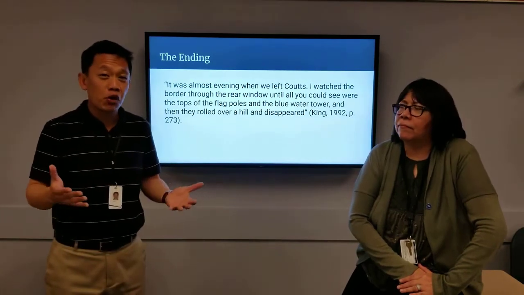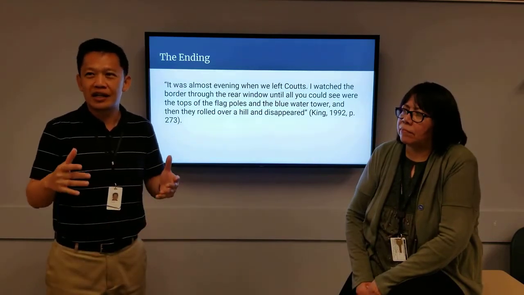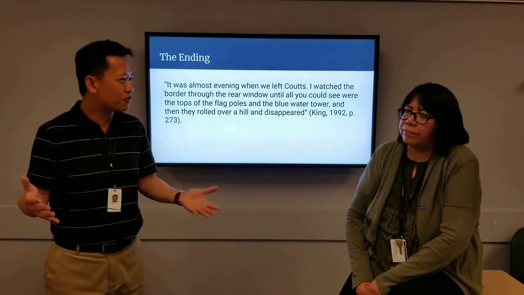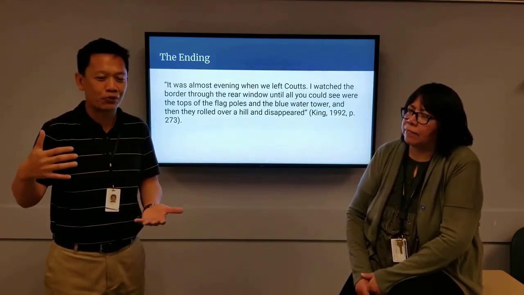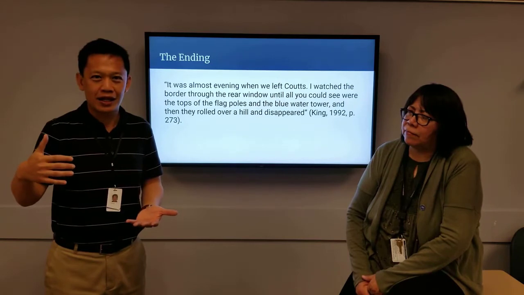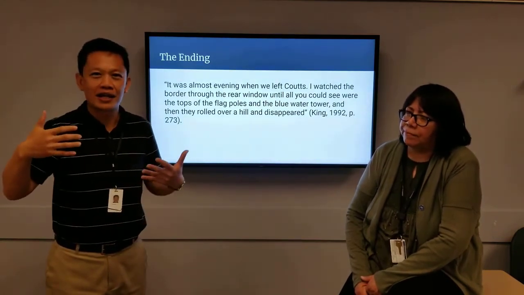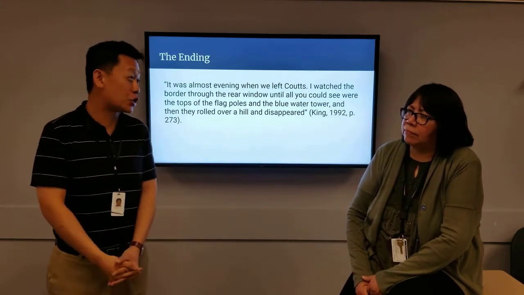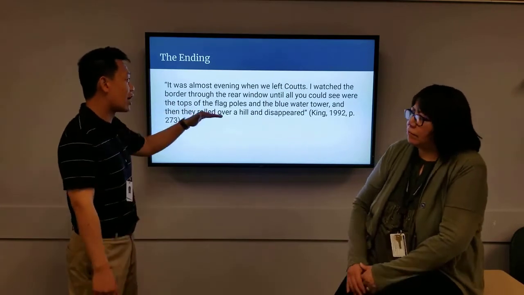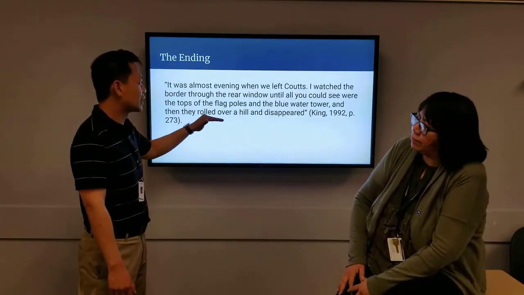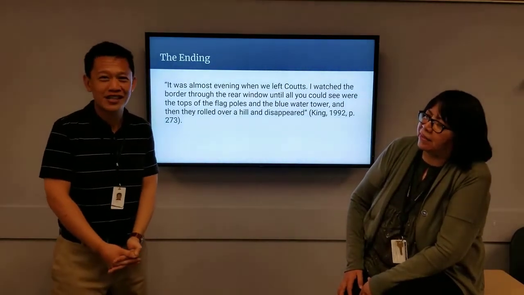Now, Tom King wrote this short story from the perspective of a young boy, and so at the end of the short story, it's almost reflecting on this experience, right? And that played an important role in his mental growth, or his awareness of his indigenous identity. So if you look at this line, they rolled over a hill and disappeared. It's just very poetic. Such a great writer.